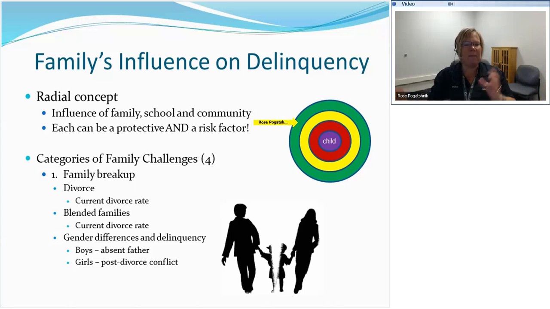All right, so I want to briefly talk about the categories of family challenges. Now, in your textbook, this is categories of family dysfunction. I really don't like the word dysfunction. I don't believe there is such a thing. I think all families have some level of dysfunction. And so, I say find me a functional family, because I think we all have issues. We all have areas that we can get better. So I like to call this family challenges. Now, the first category of family challenges is basically family breakup.